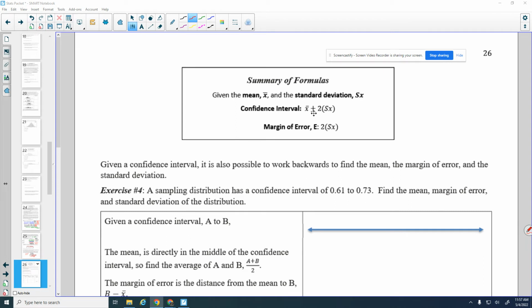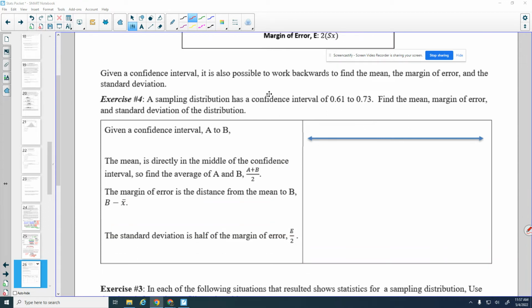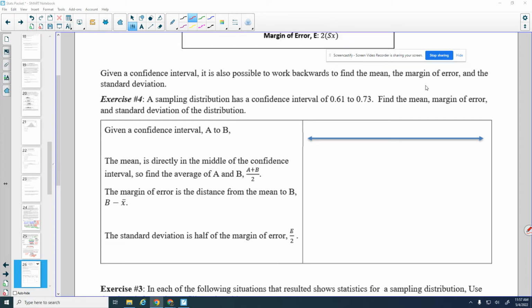So here's a summary of our formulas. Confidence interval is mean plus or minus 2 standard deviations. Margin of error E is 2 standard deviations. So given a confidence interval, it's also possible to work backwards to find the mean, the margin of error, and the standard deviation. So here's a sampling distribution, and they're telling me it has a confidence interval of 0.61 to 0.73. And we're going to find the mean, margin of error, and standard deviation.